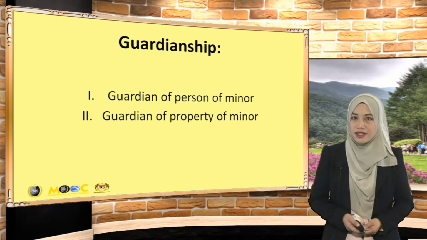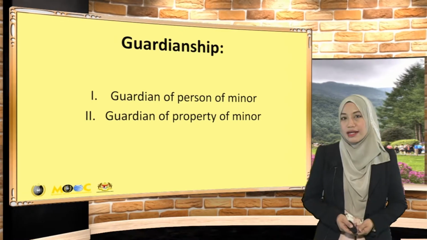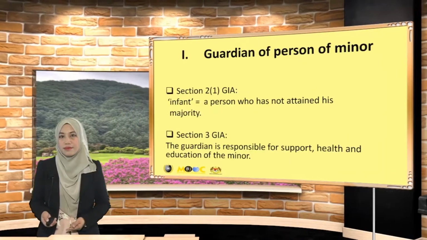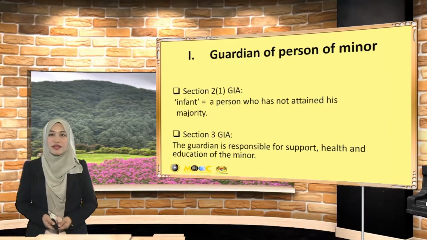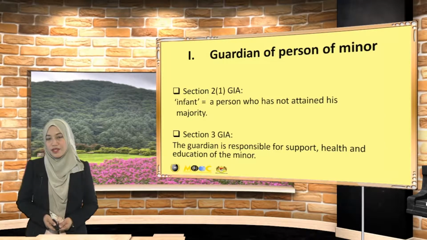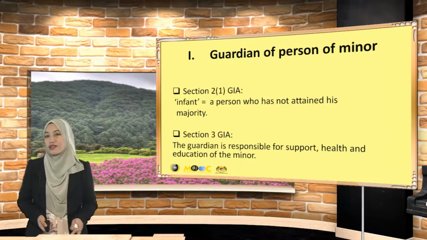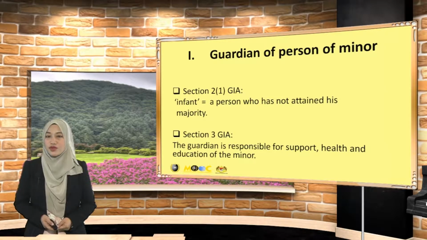For the topic of guardianship, it is further divided into two, guardian of person of minor and guardian of property of a minor. With regard to guardian of person of minor, Section 2, Subsection 1 of the Guardianship of Infants Act 1961 defines infant as a person who has not attained his majority. The guardian is responsible for support, health, and education as has been provided under Section 3 of Guardianship of Infants Act 1961.